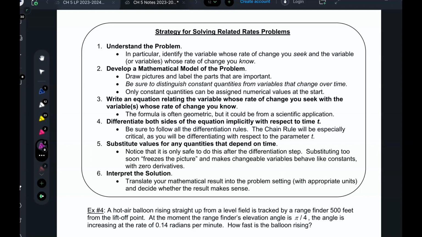Just like when we do optimization, the hardest part is coming up with the equation, and then we get to do our derivative part, and then you just plug in. So sometimes we drew a picture, right? Obviously, you have to figure out what it is.